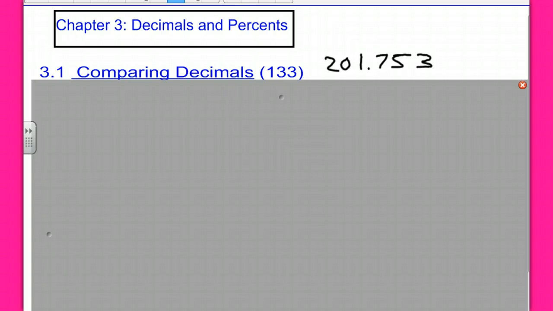We've already begun talking a bit about decimals in the last chapter. We changed some fractions to decimals. So now we're really going to go deeper into decimals. Last chapter was all about fractions. We're going to start with just comparing and ordering decimals today. So you should be having plenty of time to finish that.